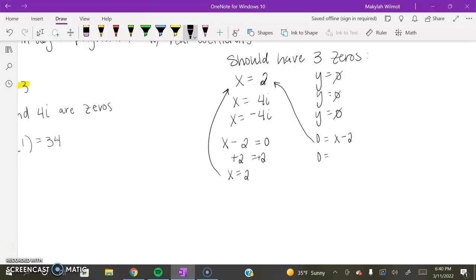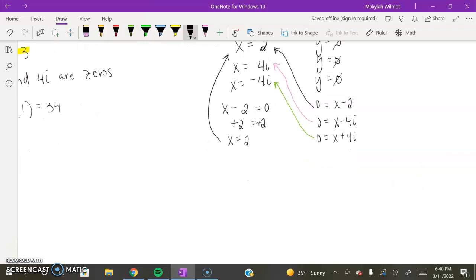You have 0 equals x minus 4i. That corresponds with that one. And then you have 0 equals x plus 4i, and that corresponds with that one.